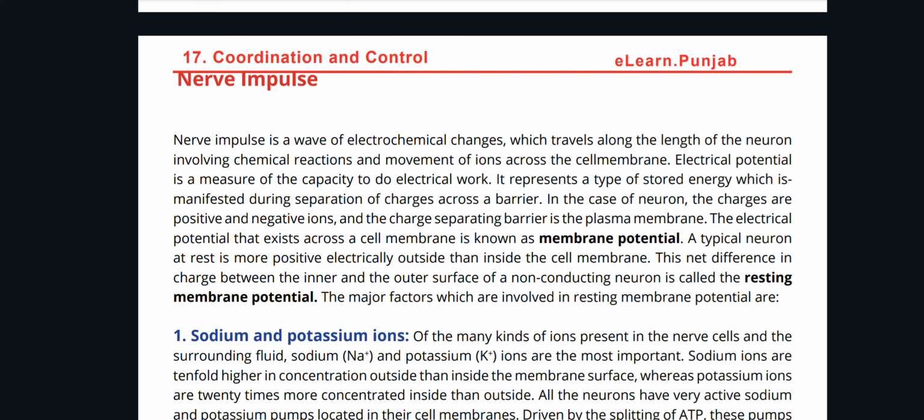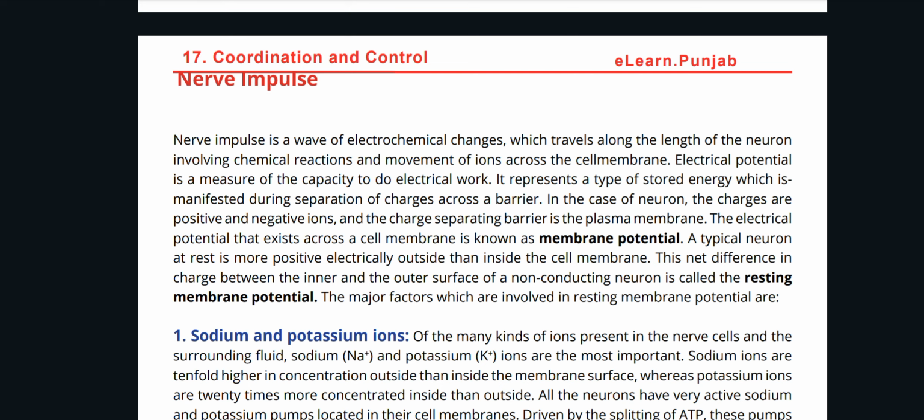Electrical potential is a measure of the capacity to do electrical work. It represents a type of stored energy which is manifested during separation of charges across a barrier. In the case of a neuron, the charges are positive and negative ions, and the charge separating barrier is the plasma membrane. The electrical potential that exists across the cell membrane is known as a membrane potential.